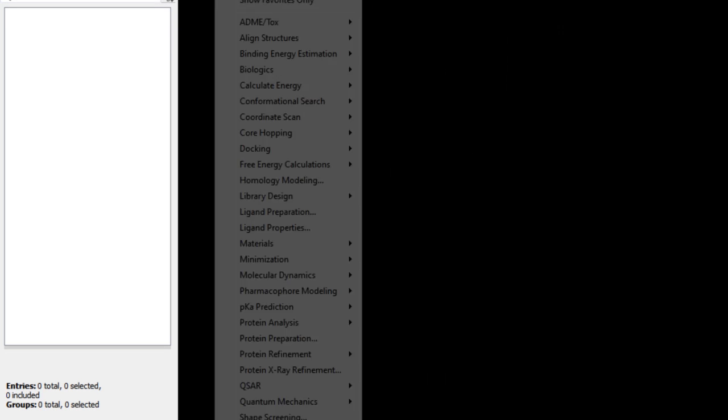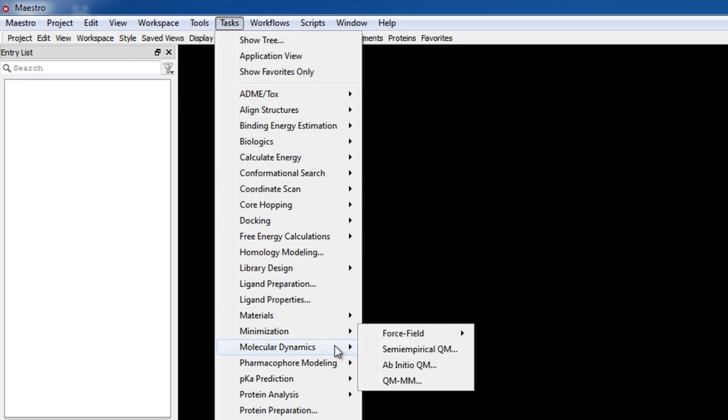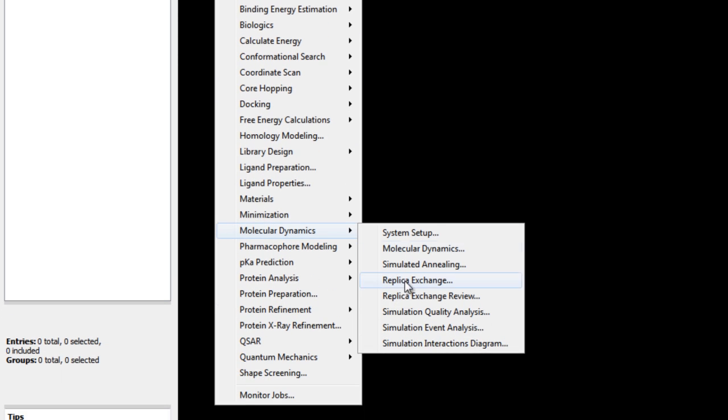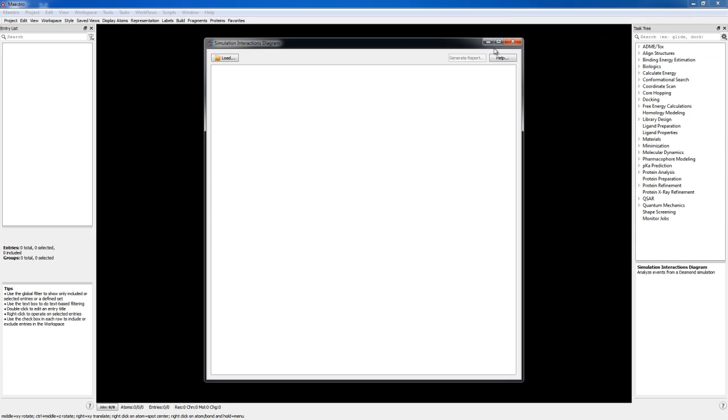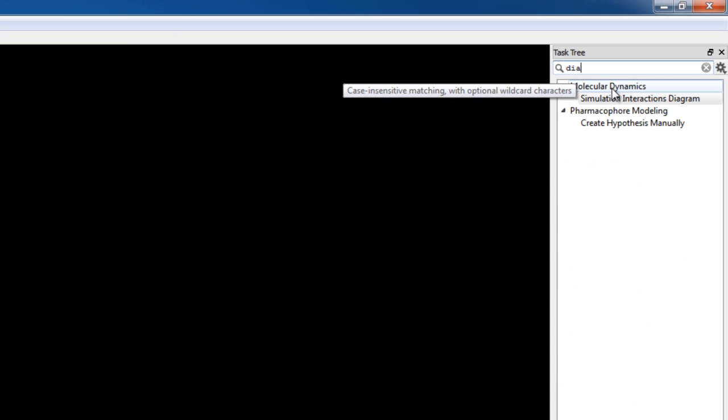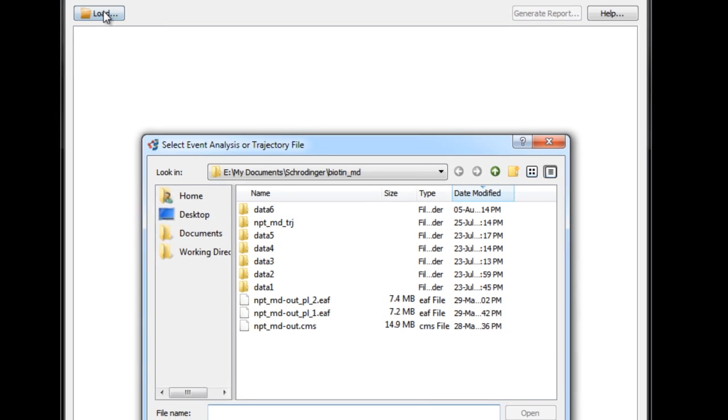So let's begin by opening the simulation interaction diagram panel by going to Applications, Desmond, Simulation Interactions Diagram. Or, if you're in the Task View mode, go to Tasks, Molecular Dynamics, Simulation Interactions Diagram. Or browse for it in the Task Tree. Once the panel is open, we'll need to click Load to load in the data.